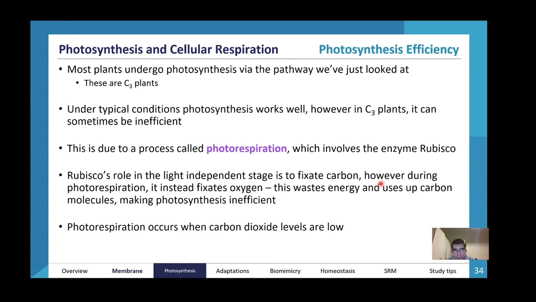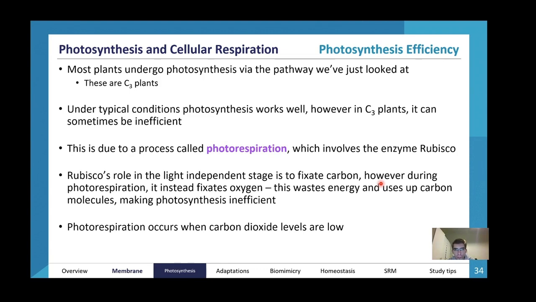Now, most plants will undergo photosynthesis via the pathway we've just looked at, and these are C3 plants. Under typical conditions, photosynthesis works well. However, in C3 plants, it can sometimes be inefficient. This is due to a process called photorespiration, which involves the enzyme rubisco. Rubisco's role in the light-independent stage is to fixate carbon. However, during photorespiration, it instead fixates oxygen. This wastes energy and uses up carbon molecules, making photosynthesis inefficient.